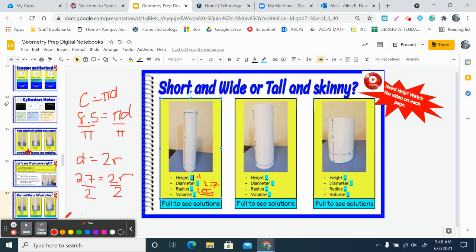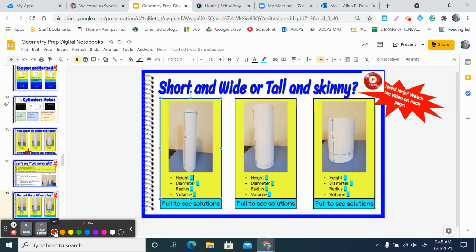1.35. Now we've got to find the volume. So I'm going to clear all of this. Make sure you write down that you've got 2.7 and 1.35. Then we've got the volume. The volume formula is V equals the base times the height, and the base is pi r squared, and then the height. So our r was 1.35.